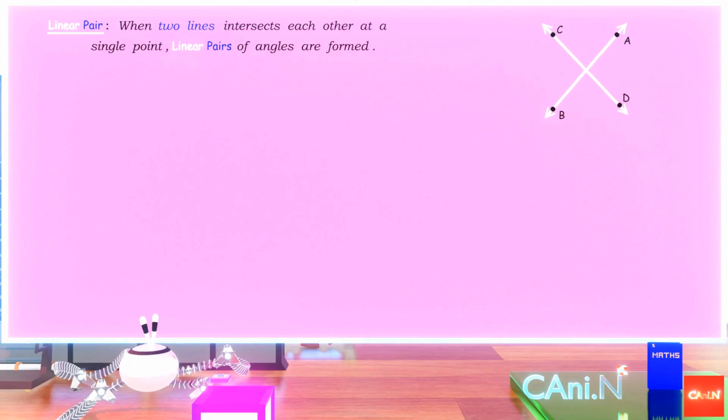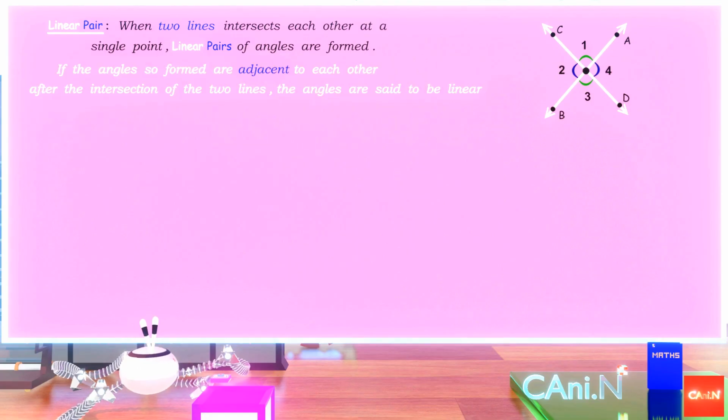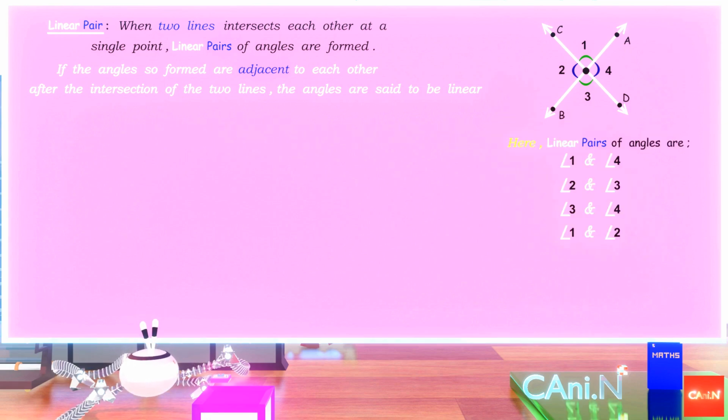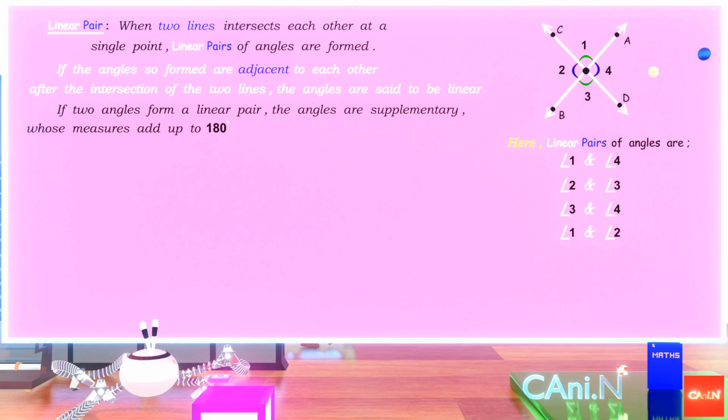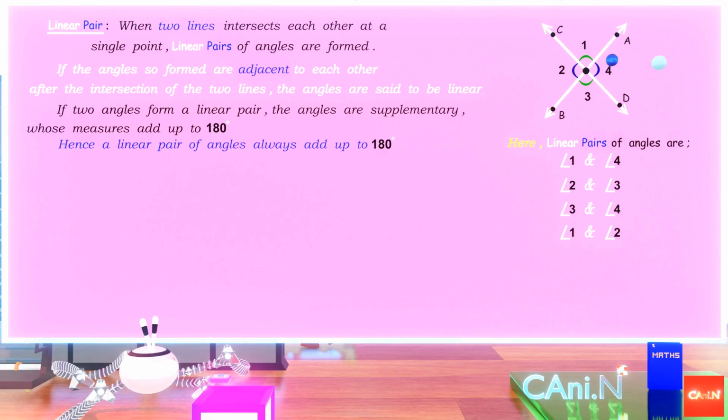Linear pair. When two lines intersect each other at a single point, linear pairs of angles are formed. If the angles so formed are adjacent to each other after the intersection of the two lines, the angles are said to be linear. If two angles form a linear pair, the angles are supplementary, whose measures add up to 180 degrees. Hence, a linear pair of angles always add up to 180 degrees.